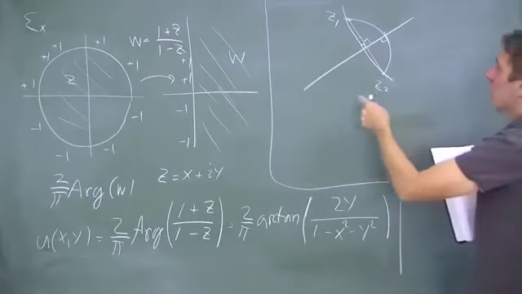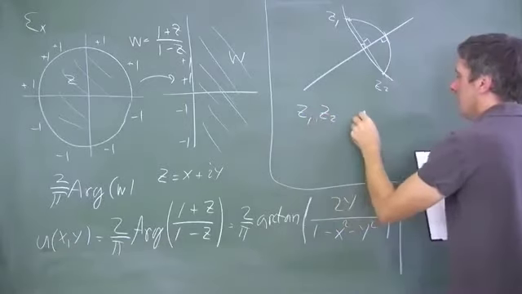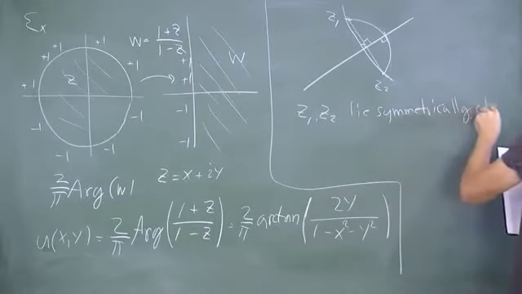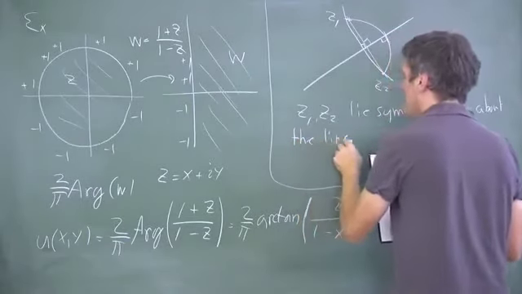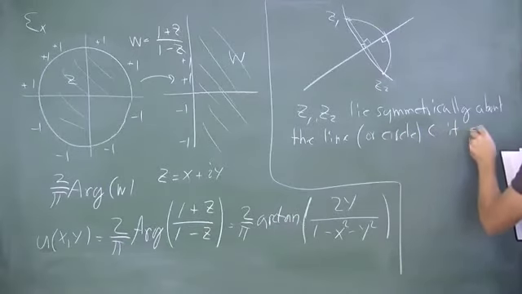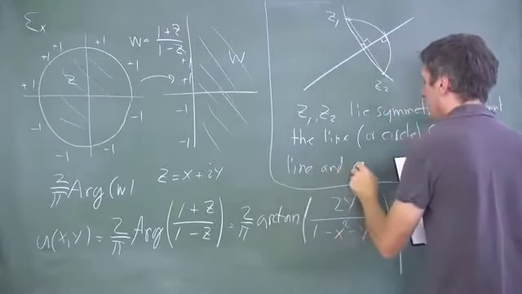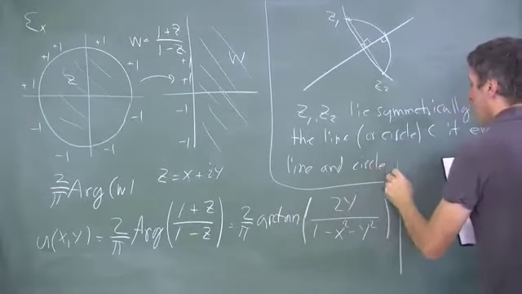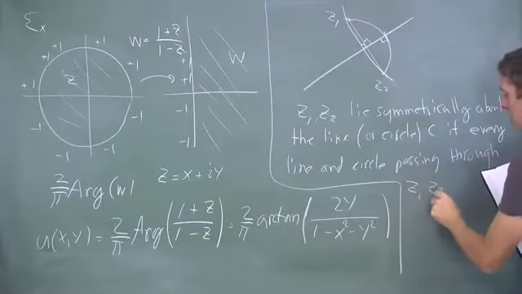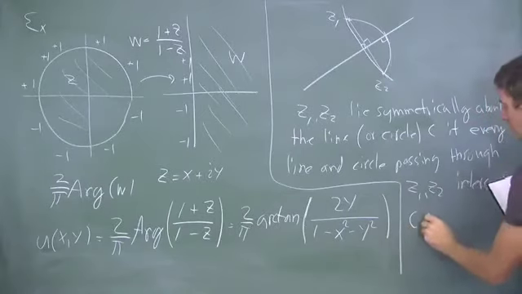Orthogonally. So this leads to the definition that you say that 2 points, Z1 and Z2, lie symmetrically about the line or circle C if every line and circle passing through Z1 and Z2 intersects C orthogonally.